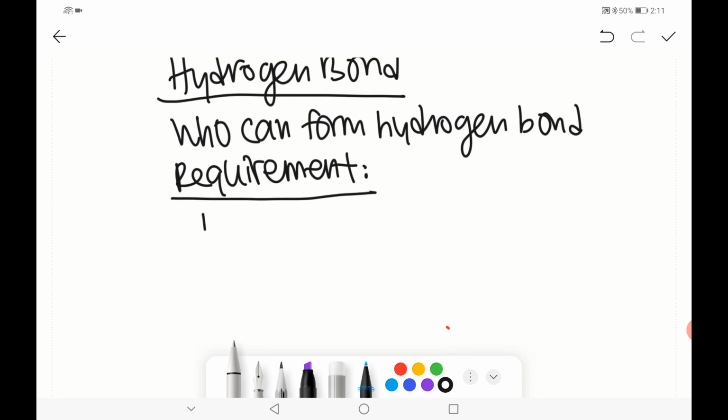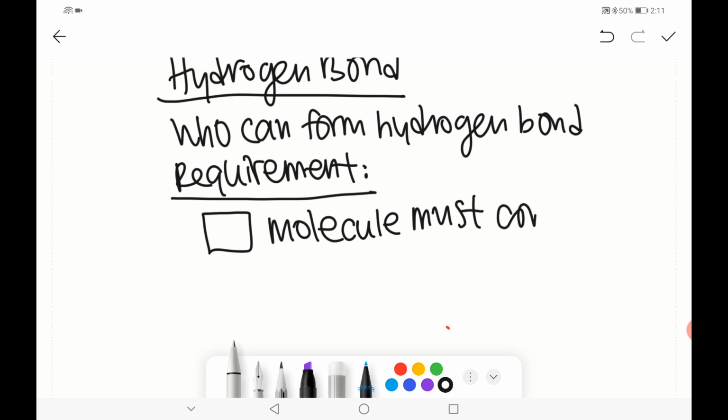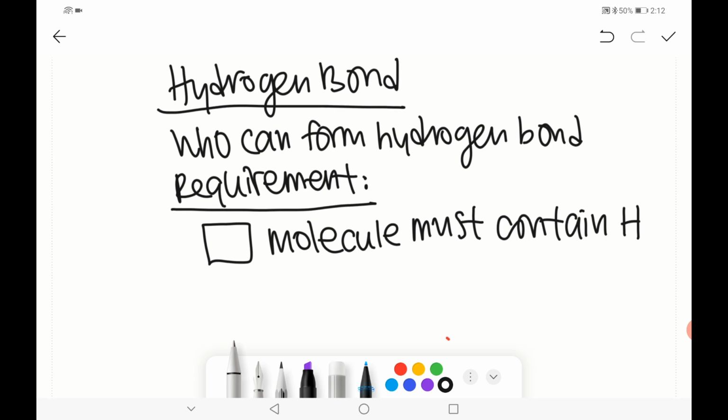So the first requirement, as you can see, hydrogen bond comes from the word hydrogen. So if you want to form hydrogen bond, that substance, or we call that molecule, must actually contain hydrogen. If you don't have hydrogen, how on earth can you form hydrogen bond? So this is the first one. Make it as a checklist.